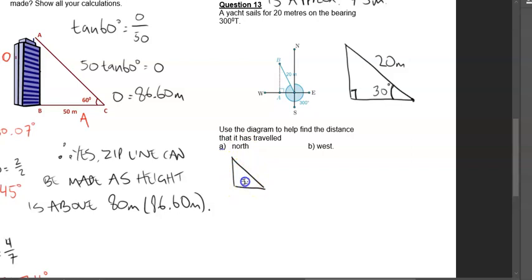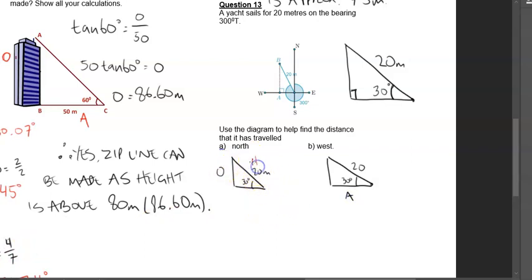So if this is 30 degrees and this is 20 meters, we are looking for this length here, which is the north part. So that length here is the opposite length that we're looking for. And for west, again, if this is 30 degrees and this is 20 meters, we're looking for the distance directly left, or directly west, of where it started. So we're looking for the adjacent in relation to this. So for the first one, we're looking for the opposite.